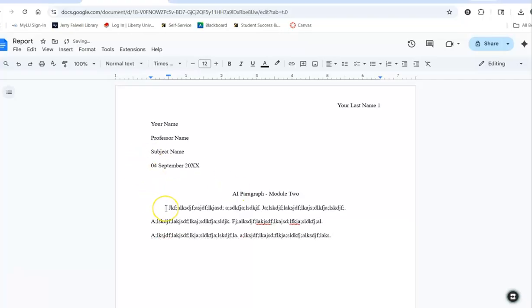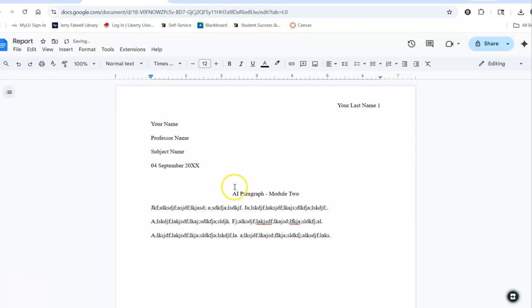Notice that my first line is indented. So these are all lined up all the way on the left margin right here. But see how this is indented and the rest of the paragraph is lined up on the left? That's what I want. So to do that, I click in front of the first word and I hit tab and it indents it.